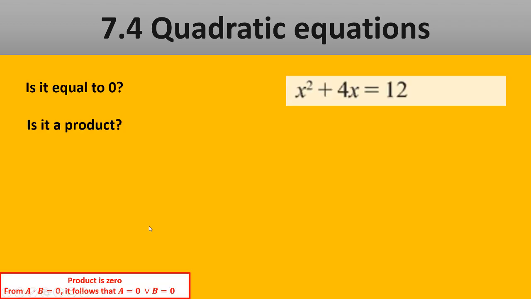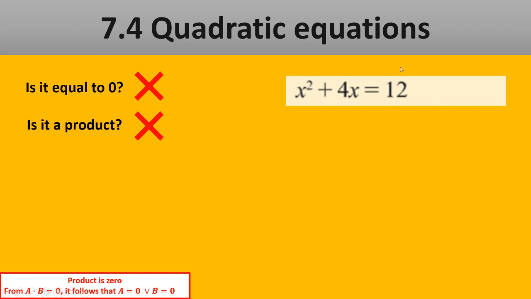If you remember correctly, I asked two questions previously. I asked the question, is it equal to 0 and is it a product? And previously we said yes, it's equal to 0. There was a 0 on the other side of the equal sign. Here it isn't. And that's something that we can solve, right? How are we going to solve this? Well, let's take a look. And by the way, it's not a product either, right? So we have to solve both those problems.